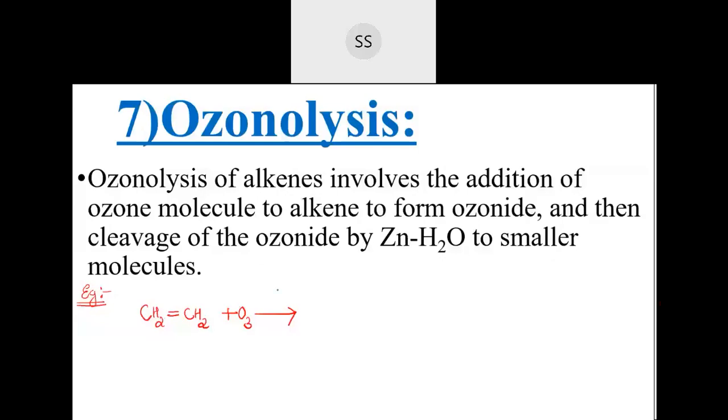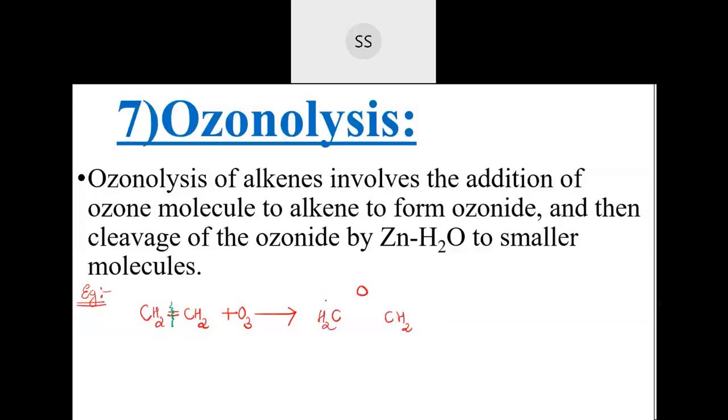How is that ozonoid formed? You have to break this double bond and utilize the three oxygens of ozone. So it helps to break this double bond and adds three oxygens across it. Ozone has three oxygens. See how the reaction will be. This is C and then H2 I'm keeping here, and this CH2 also I'm keeping here.